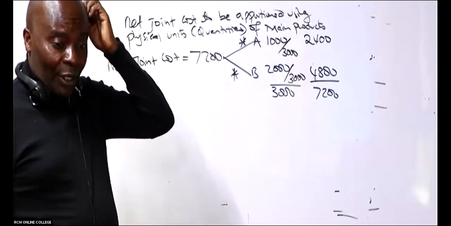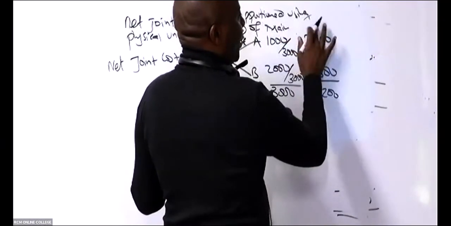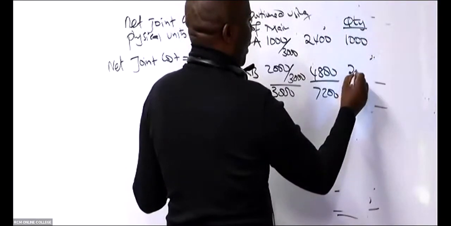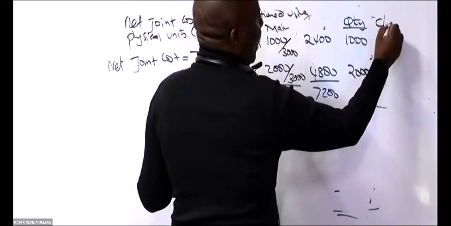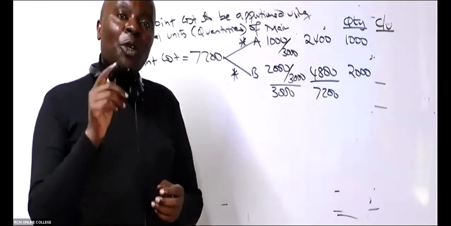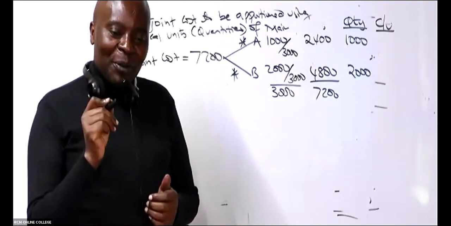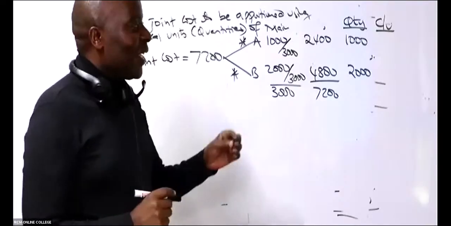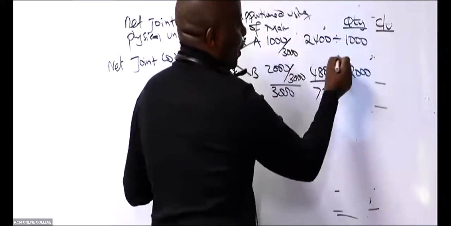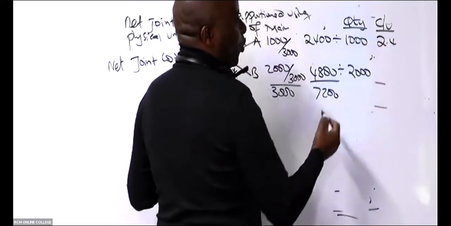And now, ladies and gentlemen, come and repeat here the quantity. Remember, this is total cost. So the quantity is 1,000 and 2,000. Give us the cost per unit. You will see this method is not very good because you're going to get the same cost per unit for these products. How do we get cost per unit? You take total cost and divide by quantity. You can write like this for your revision: 2,400 divided by 1,000 gives me 2.4.